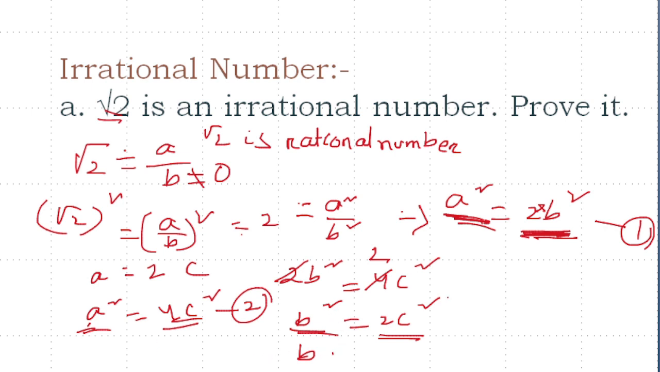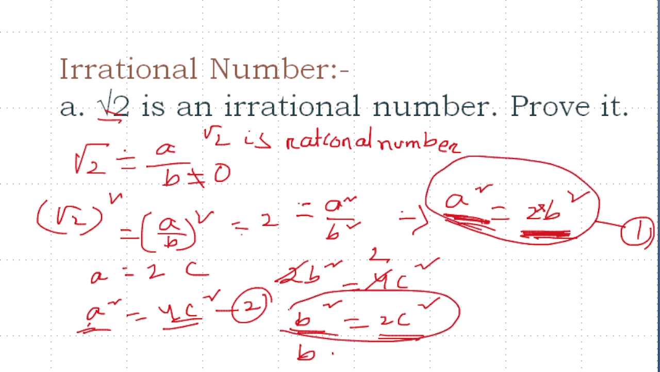here a is a product of 2, here b is also a product of 2, then they have a common factor, that is 2. But if it is a rational number, then it should have no common factor other than 1. But does root 2 have any common factor? No, it doesn't have any common factor. It has only one common factor, that is 1.